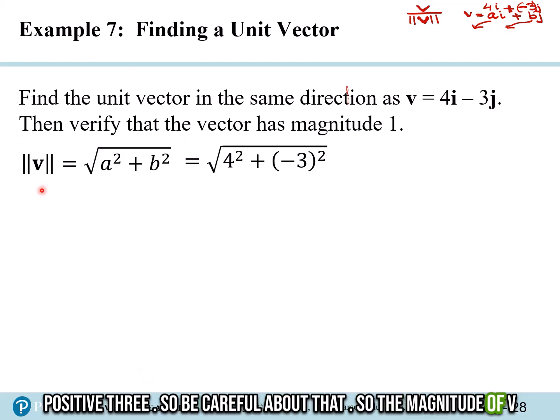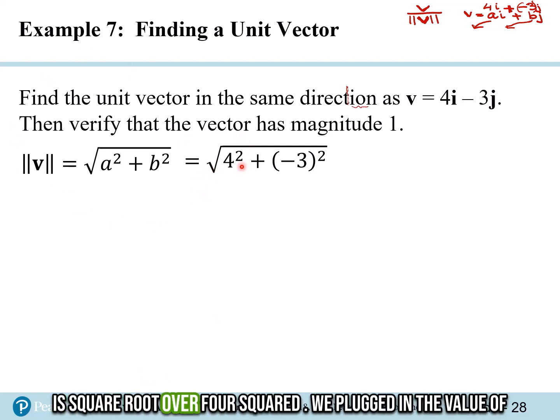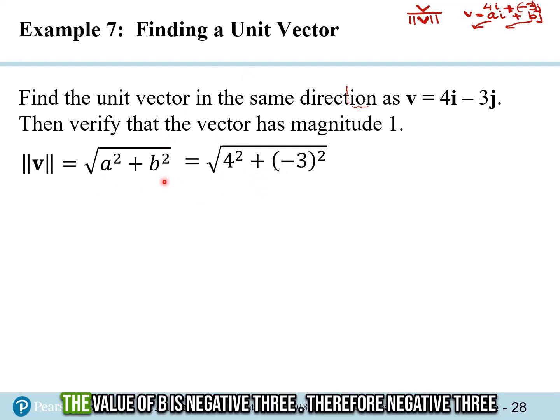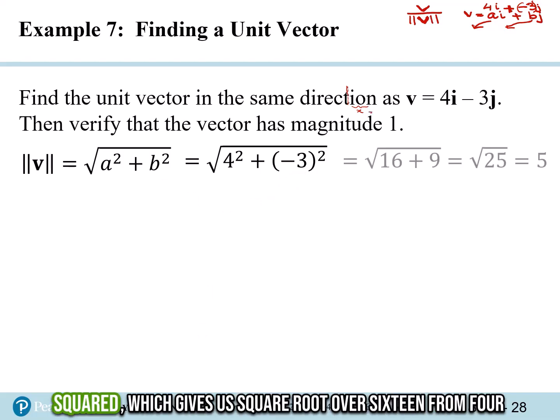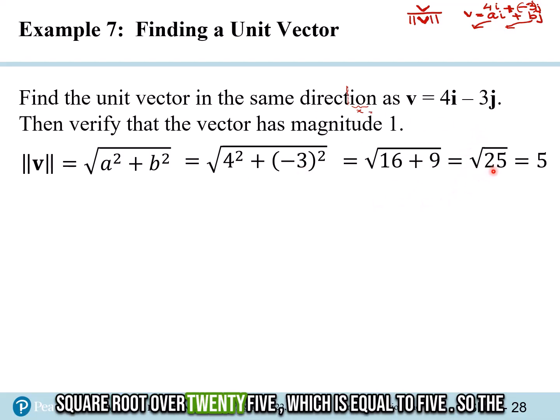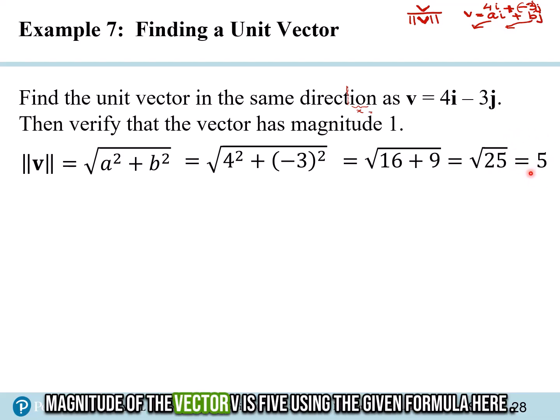So the magnitude of v is square root over 4 squared. We plugged in the value of 4 for a, therefore 4 squared plus the value of b is negative 3, therefore negative 3 squared, which gives us square root over 16 from 4 squared and 9 from negative 3 whole squared. So square root over 25, which is equal to 5. So the magnitude of the vector v is 5 using the given formula here.